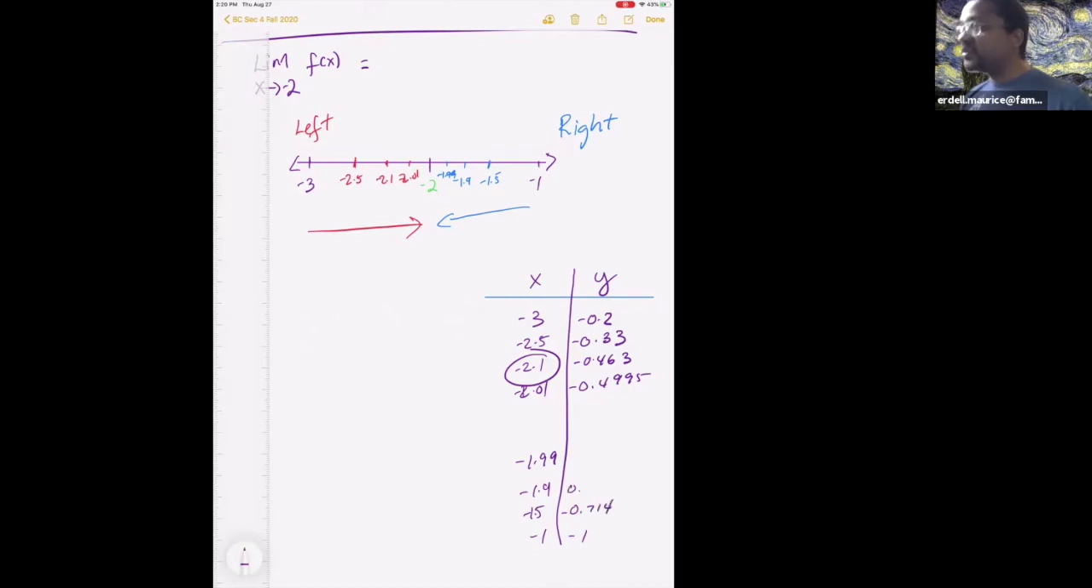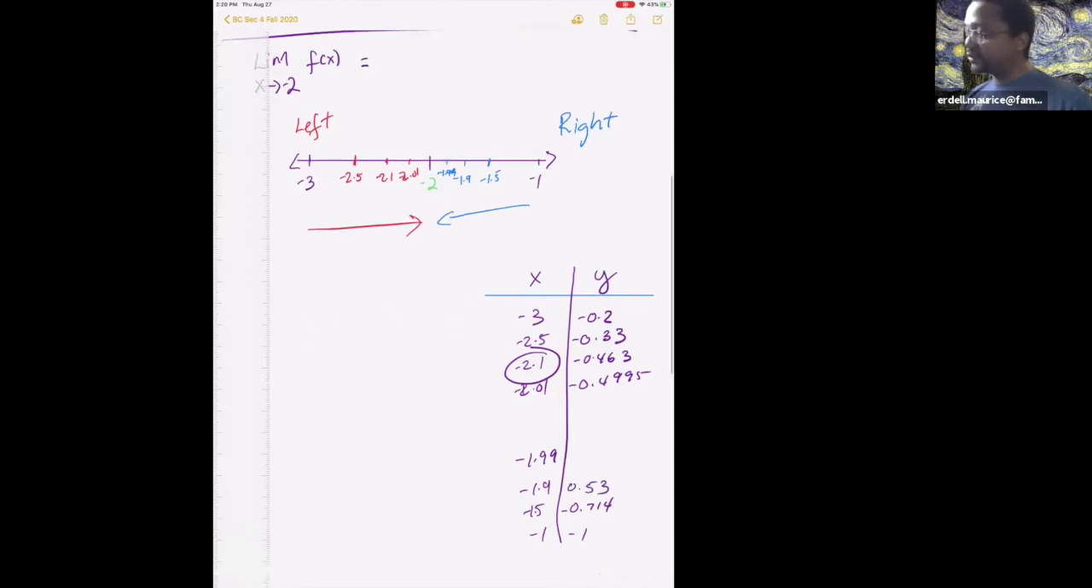1.9, 1.99. I'm missing a negative, sorry. That's going to be negative 0.5003, right?